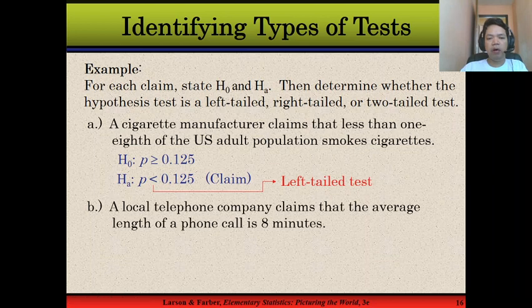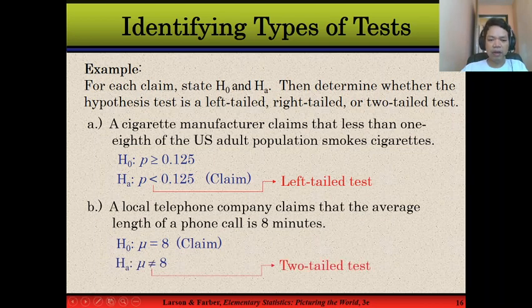Okay, B. A local telephone company claims that the average, nandun yung word na average, ibig sabihin mu. Length of a phone call is 8 minutes. So how will you represent the null and the alternative hypothesis? Ang claim niya, yung average length ng phone call daw is 8 minutes. So mu is equal sa 8. Yun yung claim. So that is your null hypothesis. At dahil nandito na equal sign, syempre alternative, yung complement, not equal. Okay, so ang claim ay nasa null at ang type of test, titignan mo kay alternative. So not equal yan, two-tailed test.